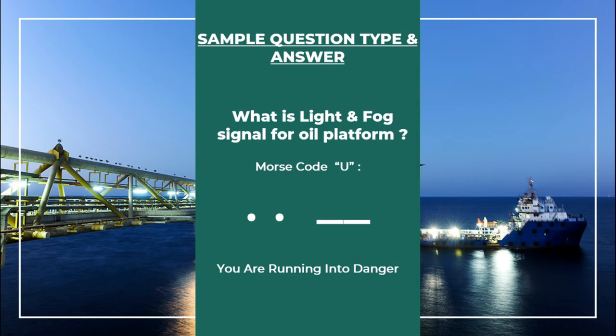Okay, what is the light and fog signal for an oil platform? The signal for an oil platform is Morse code U. It is two short followed by one long. This means you are running into danger.